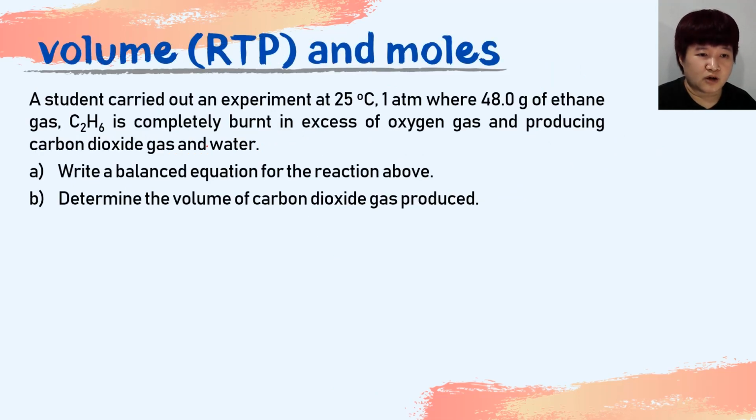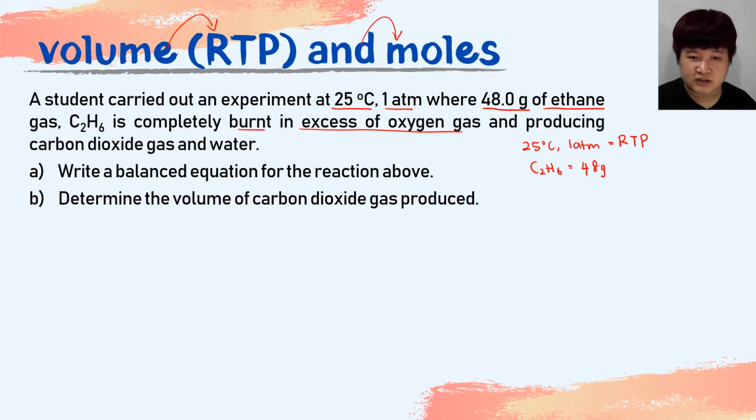So in this example, we'll talk about volume in room temperature and also number of mole. So a student carry out an experiment at 25 degrees Celsius, 1 atm. So we know that when the temperature is 25 degrees Celsius and 1 atm, that actually represents room temperature and pressure. And you have 48 grams of ethane. So you have C2H6 right now is 48 grams, completely burned in excess of oxygen and producing carbon dioxide and water. So you're producing carbon dioxide gas and H2O water.